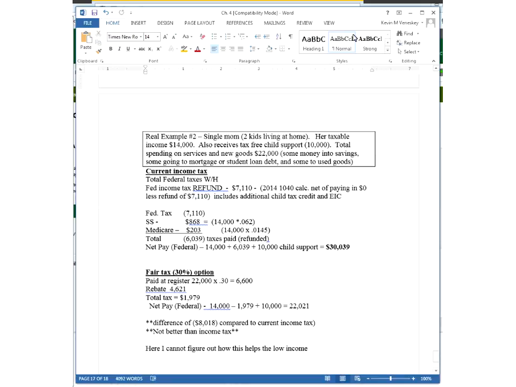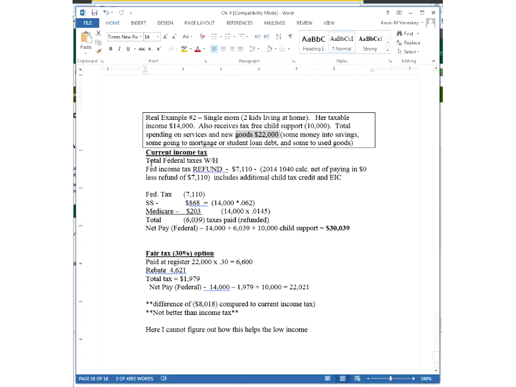Now my second example looks at somebody with a lot less income, and they even get some of their income tax-free through child support. So this individual only has $14,000 in earned income. She lives on $24,000, so that helps her out. I guess she gets $10,000 free money. And of that $24,000, $22,000 of it is spent on new goods and services.